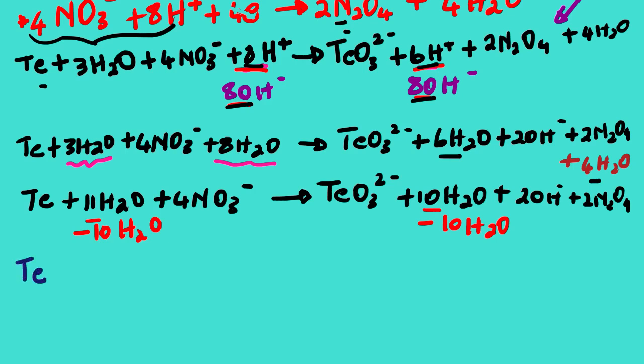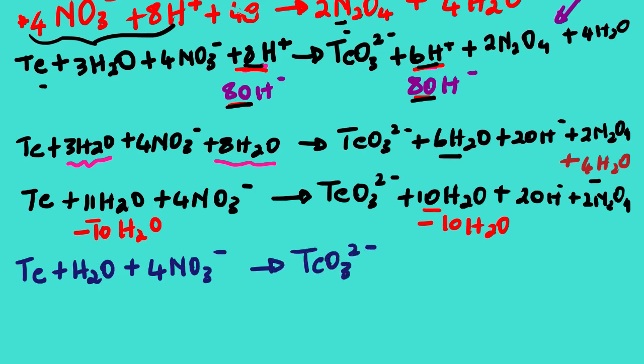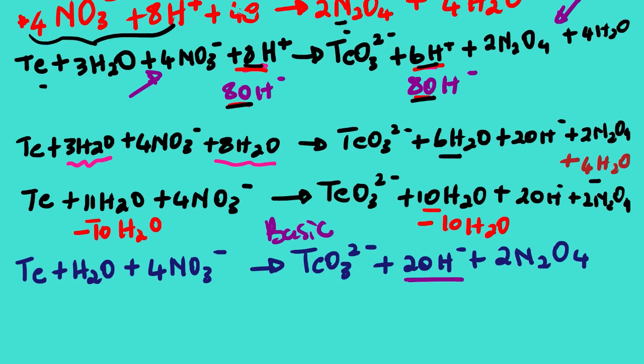Then we are going to get Te plus 11 minus 10, which is H2O, plus 4NO3 minus. Ten minus 10, we are going to have 0, plus 2OH minus plus 2N2O4. So you can see that our equation compared to this one has more OH minus. So this is basic. So this is how we balance under basic condition.